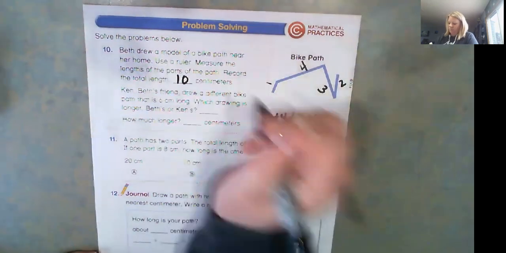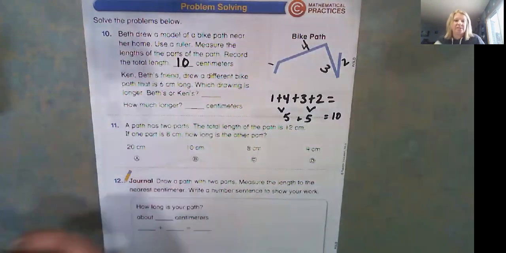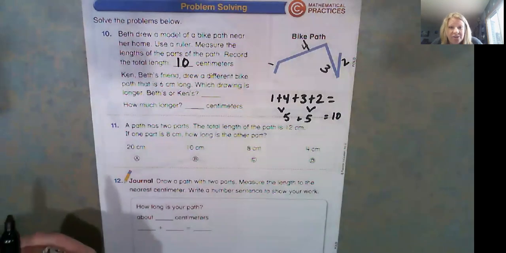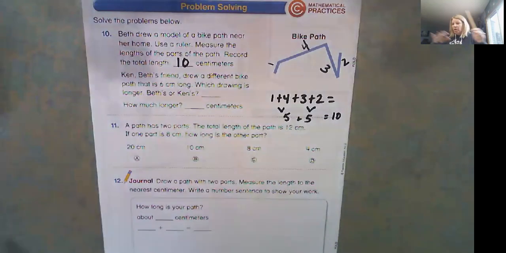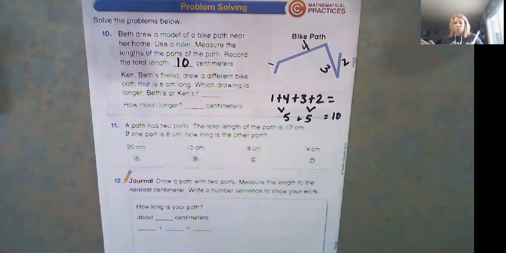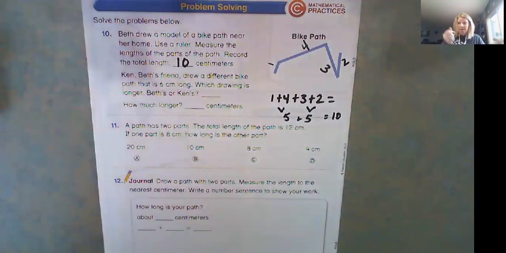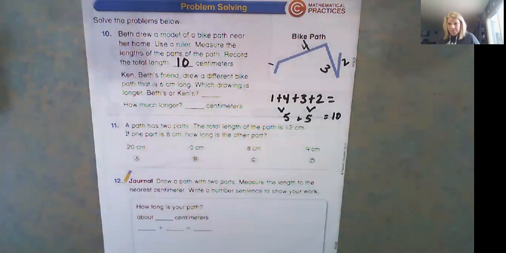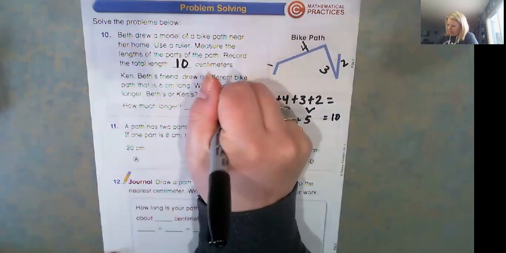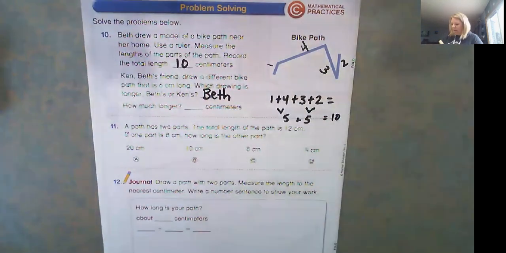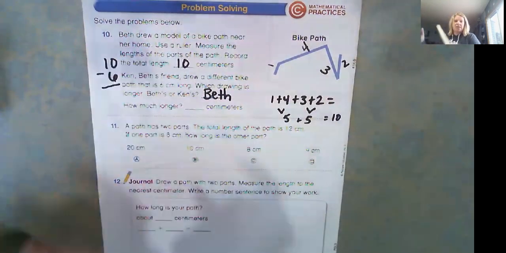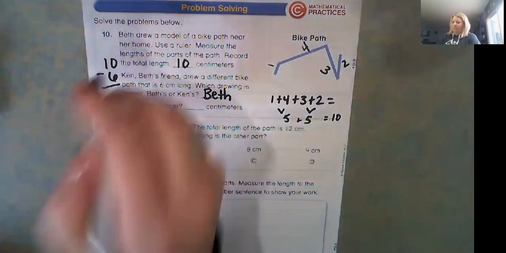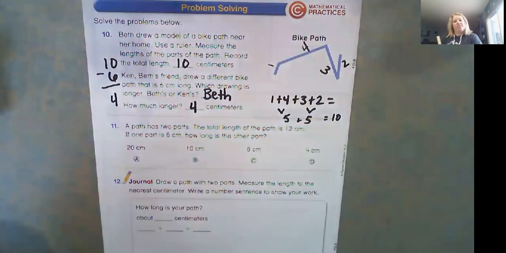All right, so let's look at the second part of it. It says, Ken, Beth's friend, drew a different bike path that's 6 centimeters long. Which drawing is longer, Beth's or Ken's? So nothing to measure here. We just know Ken's is 6. Well, whose is longer? Beth is 10. Ken's was 6. So who's longer? Yep, Beth. And by how much? Well, I have to do 10. Let's write over here. 10 minus 6 is 4. 4 centimeters. That's how much longer Beth's is than Ken's.